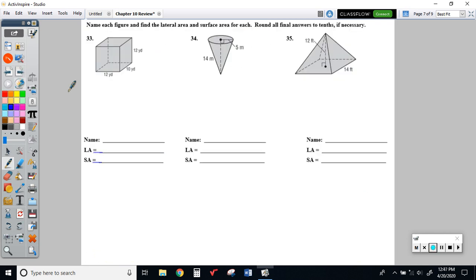And finally, moving on to the problems on the last page here, we've got now surface area problems and lateral area problems as well. So we've got naming the figure, find the lateral area and surface area for each, round all final answers to the tenths if necessary. So on this one, it's not quite a cube. This is 10, 12, and 12, but it is a rectangular prism.